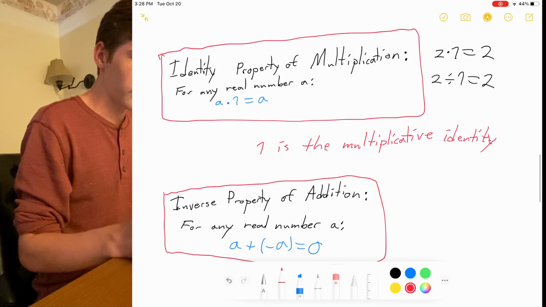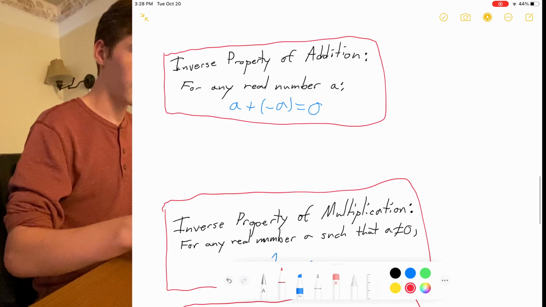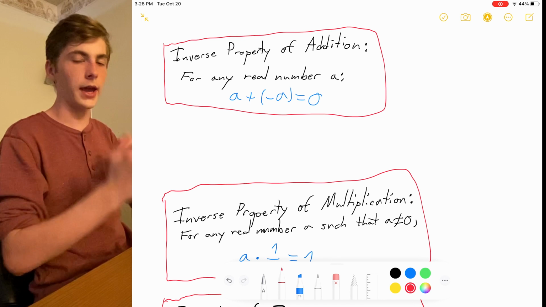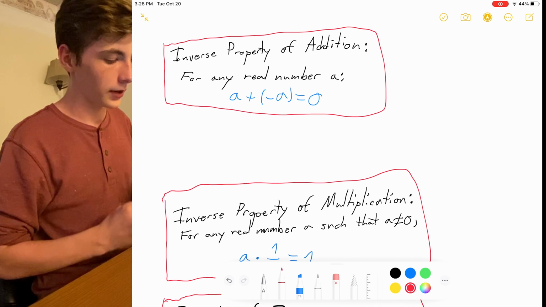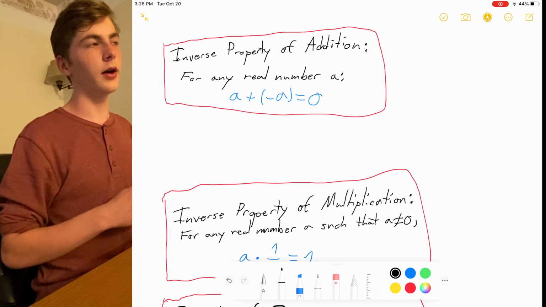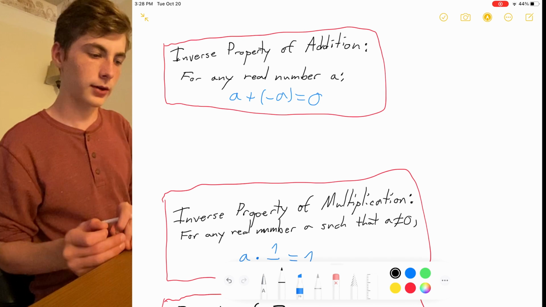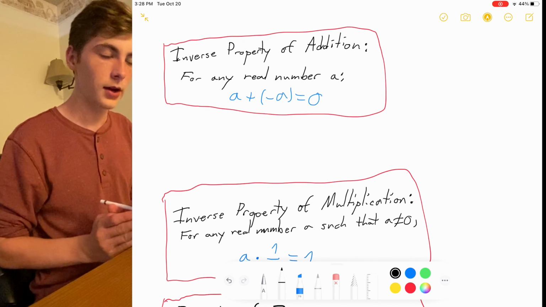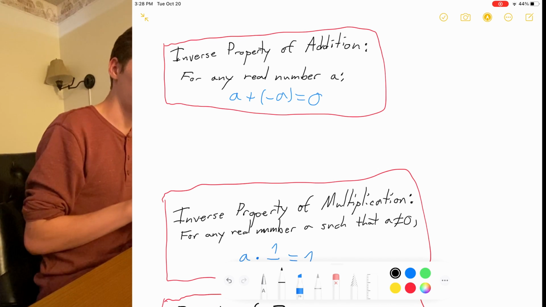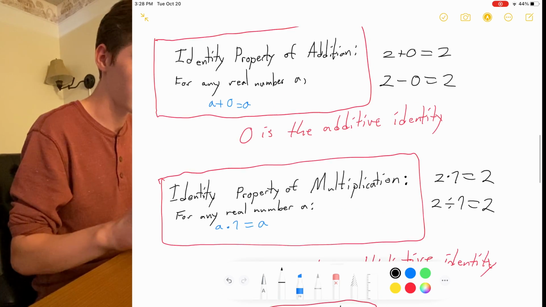Now, along with properties for things that don't change anything, we have properties that are about canceling numbers, kind of. So this is the inverse property of addition. And really, the additive inverse of a number, I'll get to that word in a second, is really just the number that you can add to the number that will get you to the identity, the additive identity.